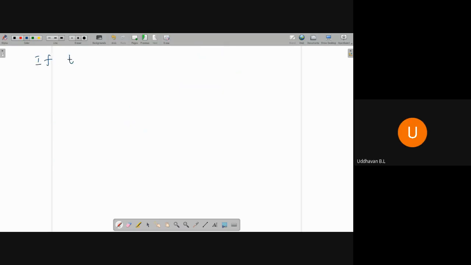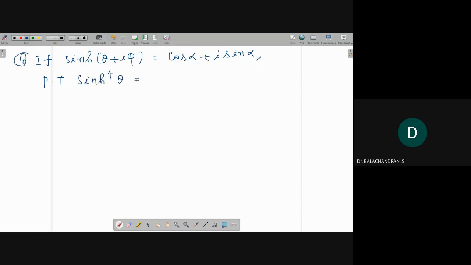If tan of theta plus i phi, no, the other problem. One more problem. If sinh of theta plus i phi is equal to cos alpha plus i sin alpha, prove that sinh to the power 4 theta is equal to cos square alpha, which is equal to cos power 4 phi.